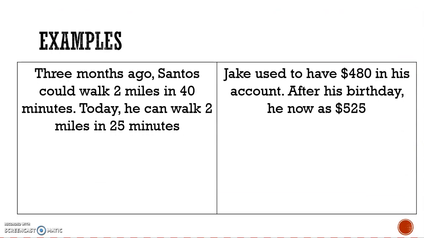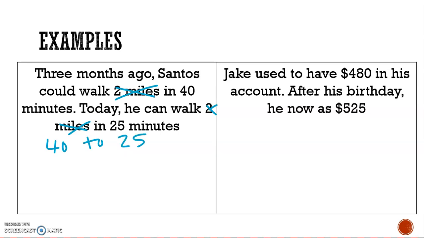All right, a few word problems. 3 months ago, Santos could walk 2 miles in 40 minutes. Today he can walk 2 miles in 25 minutes. This 2 miles is extra information, okay? Don't worry about that, because that is a constant. So we're just comparing the 40 minutes and the 25 minutes. So 3 months ago he could walk 40 minutes, now he can walk 25. So we're going from 40 to 25.